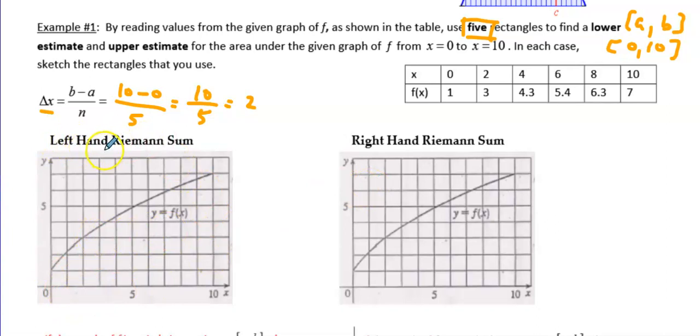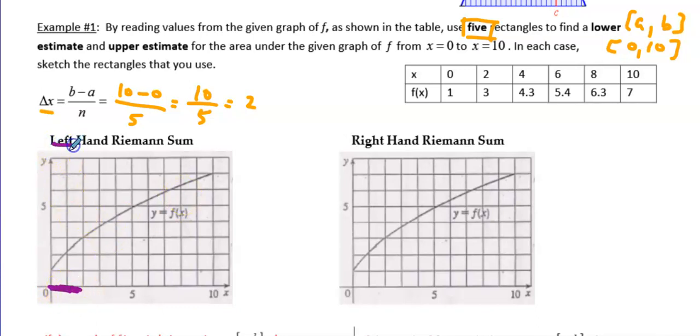So, left hand Riemann sum. This is what we're going to do. Because delta x is 2, our first rectangle is going to have a width of 2. So we're going to start at 0, and we're going to go 2 units over. That means that our width is going to be 2.